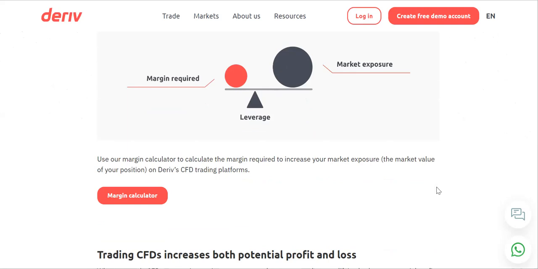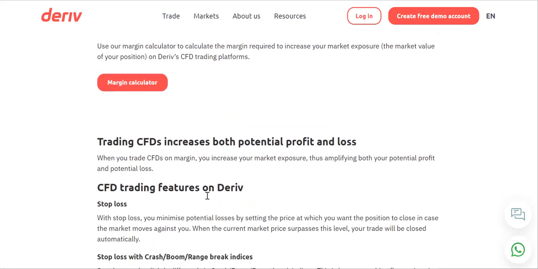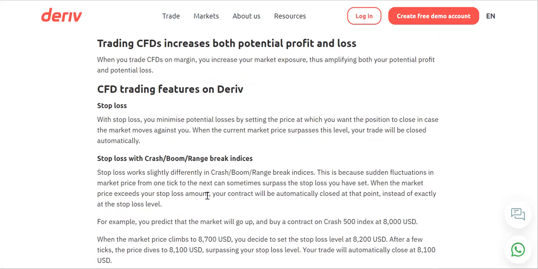And there's also a margin calculator right here, and it helps you to find out how much margin you need to have in your account to be able to hold a position over a long period of time. And all the explanations are here. Okay, so trading CFDs increases both potential profit and loss. When you trade CFDs on margin, you increase your market exposure, amplifying both your potential profit and potential loss.